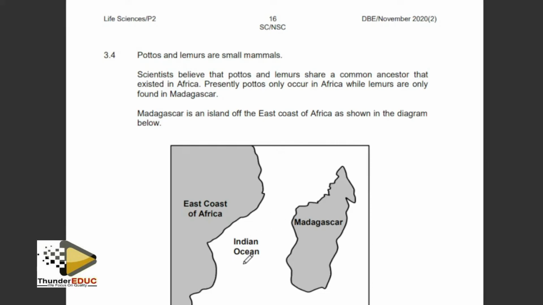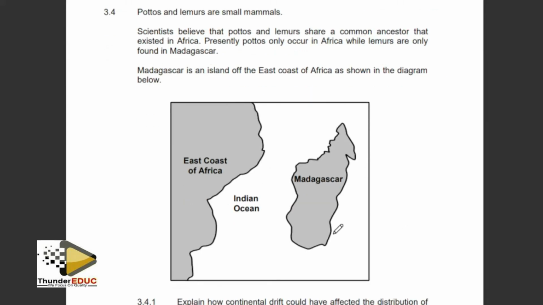What is the geographical barrier here? Ocean. So you don't need to tell us by geographical barrier. Tell us by the ocean. If it is a river, tell us by the river, unless the question is just open. And then now, you formed 2 subpopulations, the east coast of Africa and Madagascar. And then what happens? There is no gene flow.